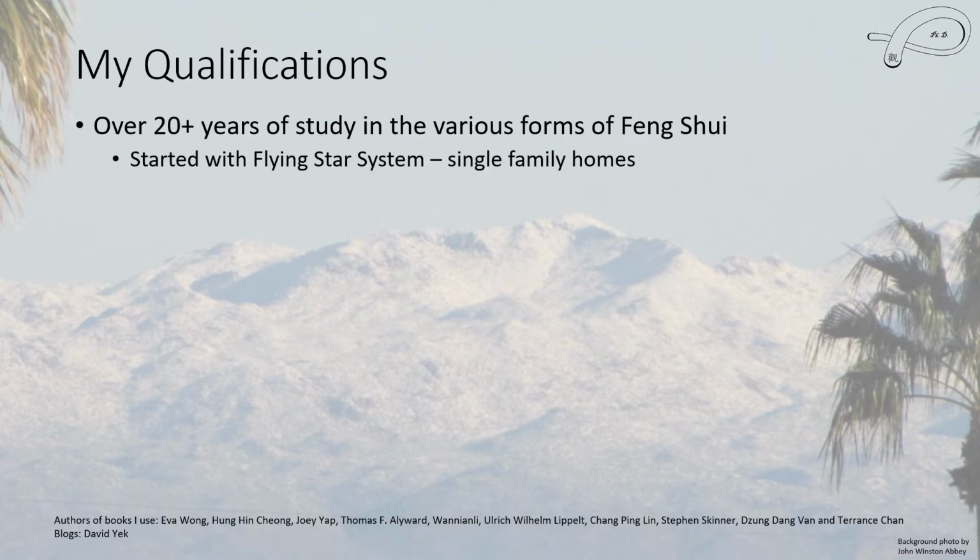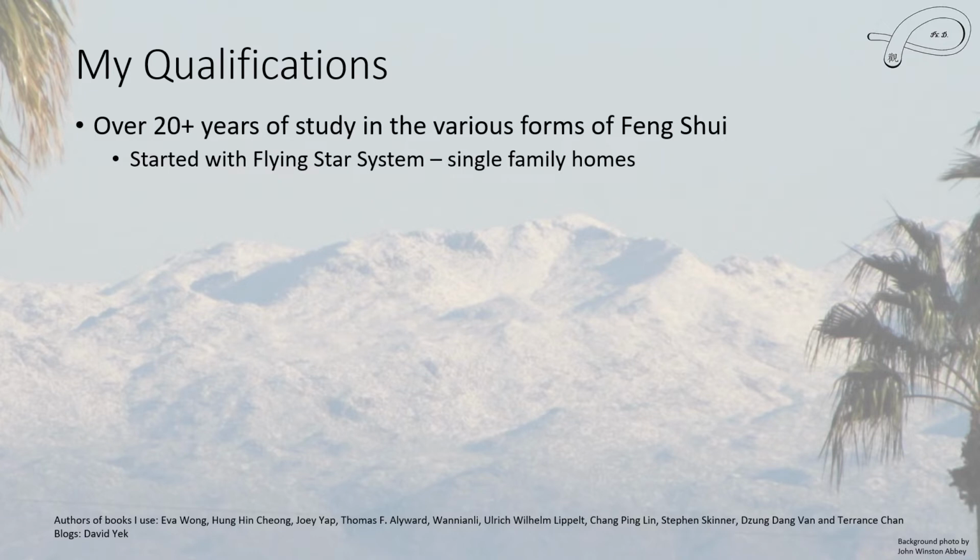So like most people, I started with the flying star system. And at that time, like I said, there was no place to get your Flying Star chart for free. So I found the book by Eva Wong that describes how you create them. And I created all 144 charts by hand and put that information into a Word file. And I still use that Word file today. I've added to it, but the base started 20 plus years ago. You note I say single family homes, and this is the most appropriate place to use the Flying Star system.